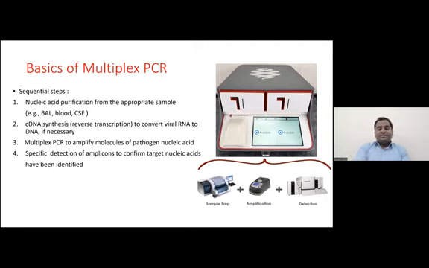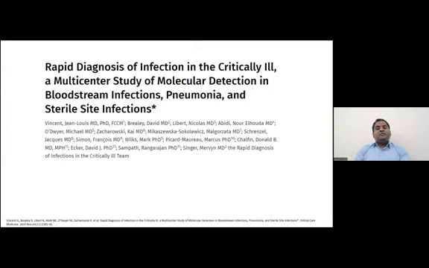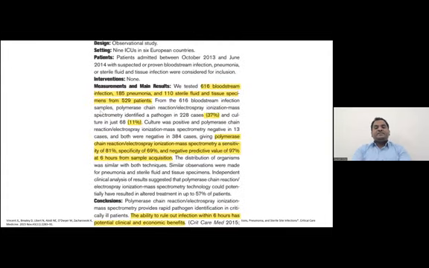So this was one of the early studies which actually looked at the utility of multiplex testing for rapid diagnosis of infection in critically ill. It was a multi-center study of molecular detection in bloodstream infections, pneumonia, as well as sterile site infection. So in this, 616 bloodstream infections, 185 pneumonia and 110 sterile fluid and tissue specimens were taken for 529 patients.